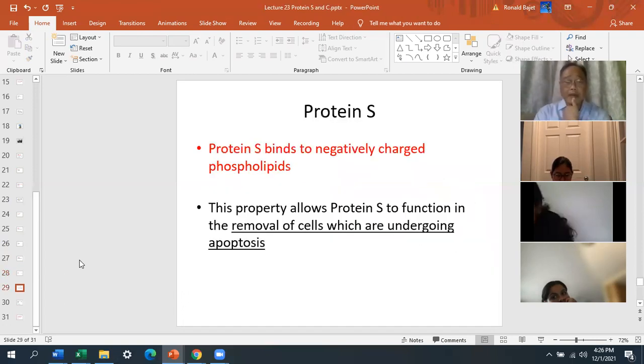Okay, but protein S does a little bit more than that. It binds to negatively charged phospholipids, and this property allows the protein S to function in the removal of cells which are undergoing apoptosis. So cells that are undergoing apoptosis, the programmed cell death, protein S helps to get rid of these cells in a clean manner. It helps facilitate the removal of these dying cells in a clean way.